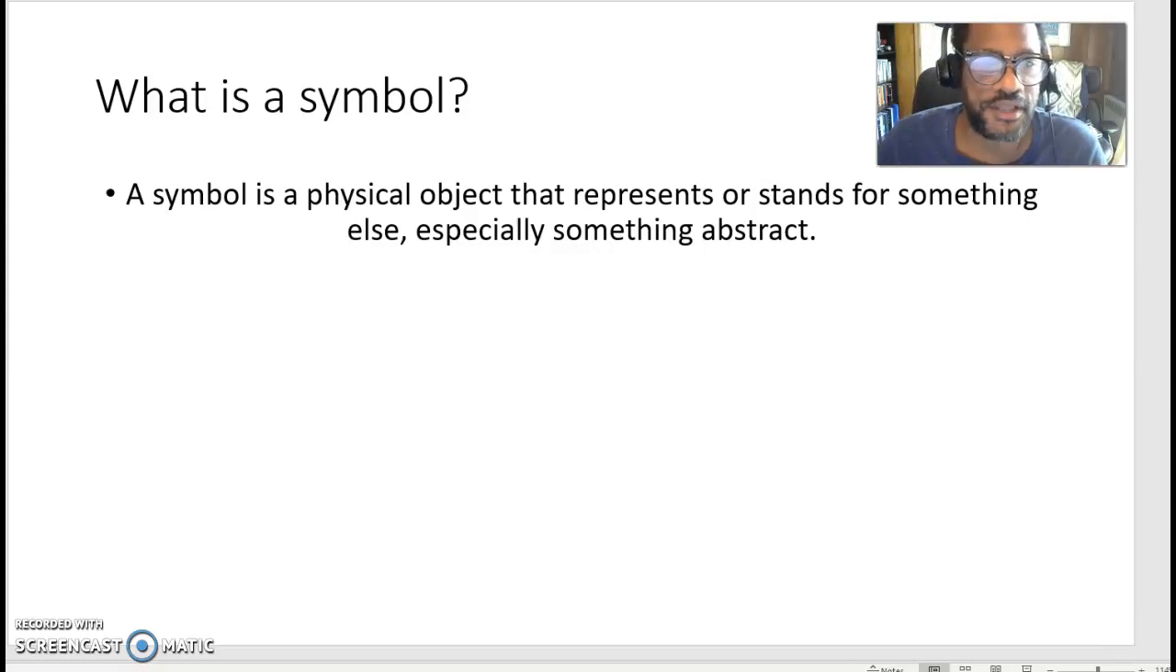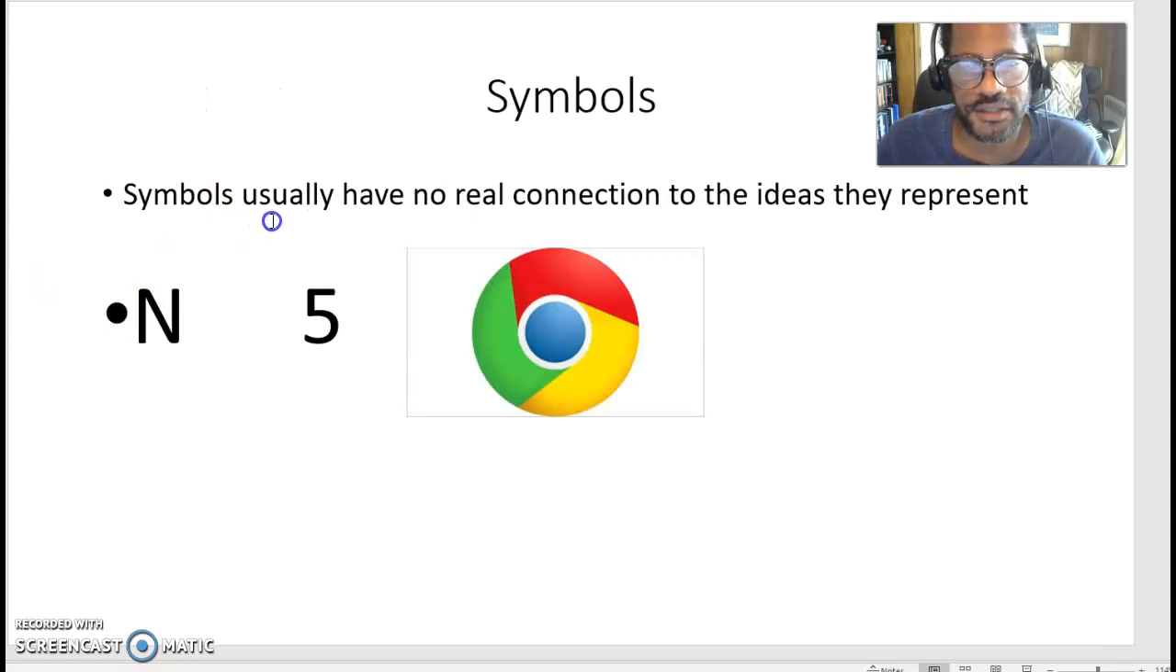So let's see what I mean by that. In the next slide, you can see I say that symbols usually have no real connection to the ideas that they represent. That is, if we're talking about some kind of abstract idea, something that you can't touch, how do you make something physical that connects to that? And so let's look at a symbol we're very familiar with, the letter N, right? Actually, by the way, there's a number of symbols here. This little bullet point, this dot, is a symbol as well. But let's just focus on the letter N as a symbol.